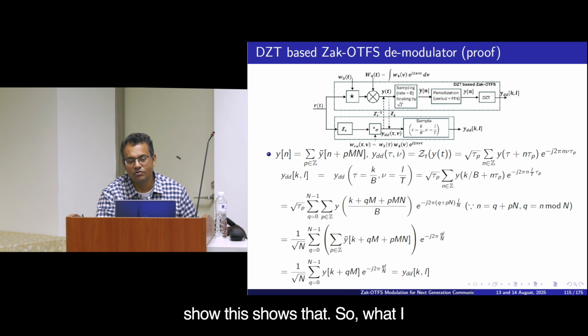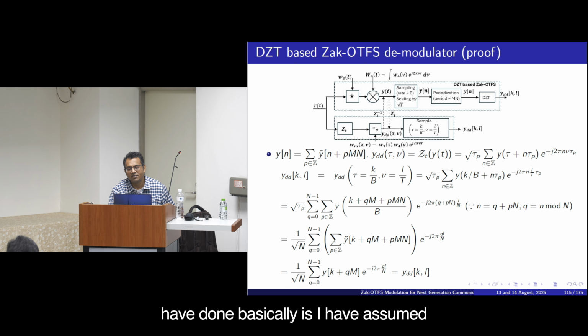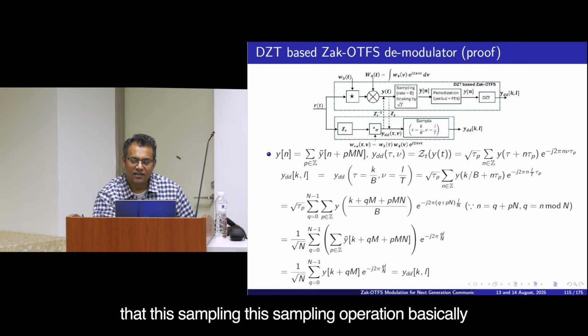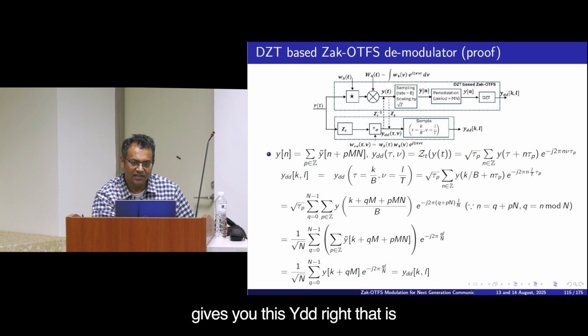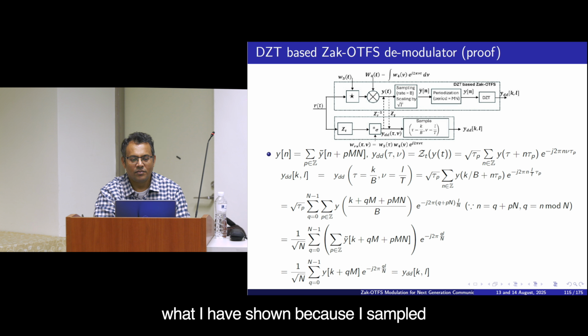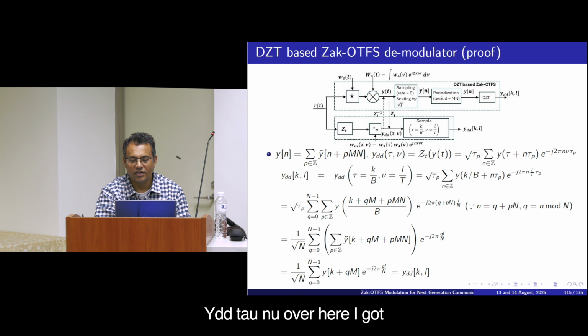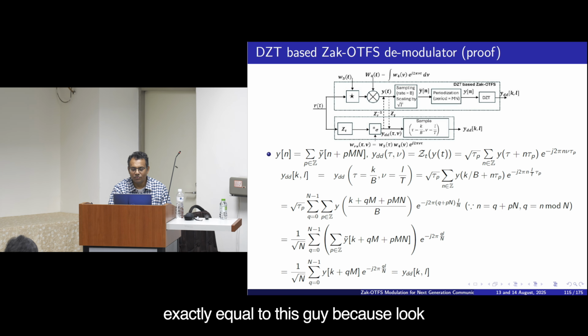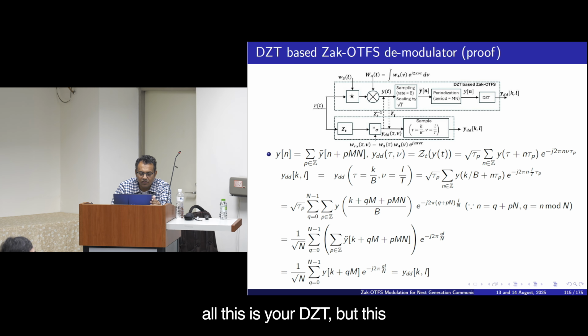And this shows that, what I have done basically, is I have shown that this sampling operation basically gives you this y_dd. That is what I have shown. Because I sampled y_dd(tau, nu) over here, I got something and I showed that that is exactly equal to this. Because look at these operations. First of all, this is your DZT, but this DZT is on this y sequence, the signal which is periodic, and the y of this is basically this only, right?